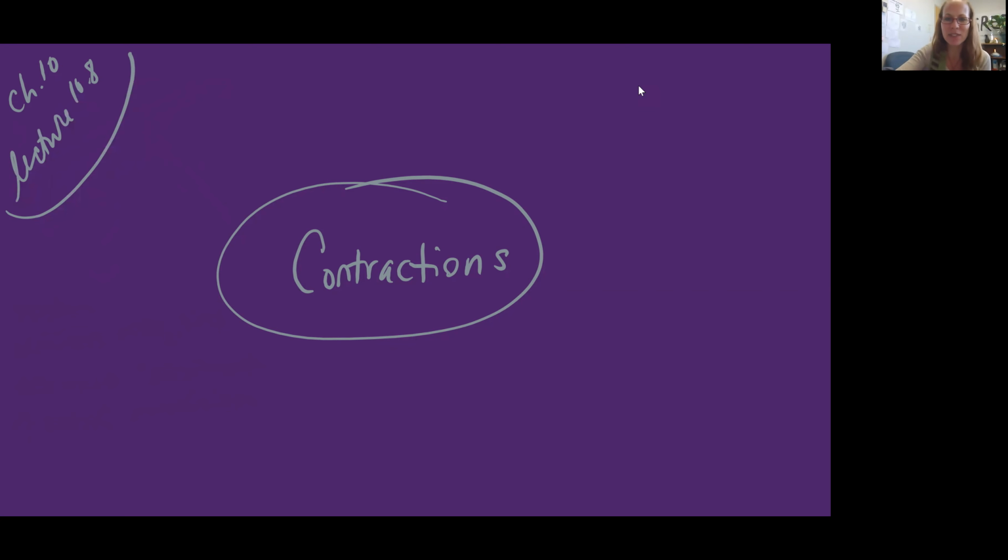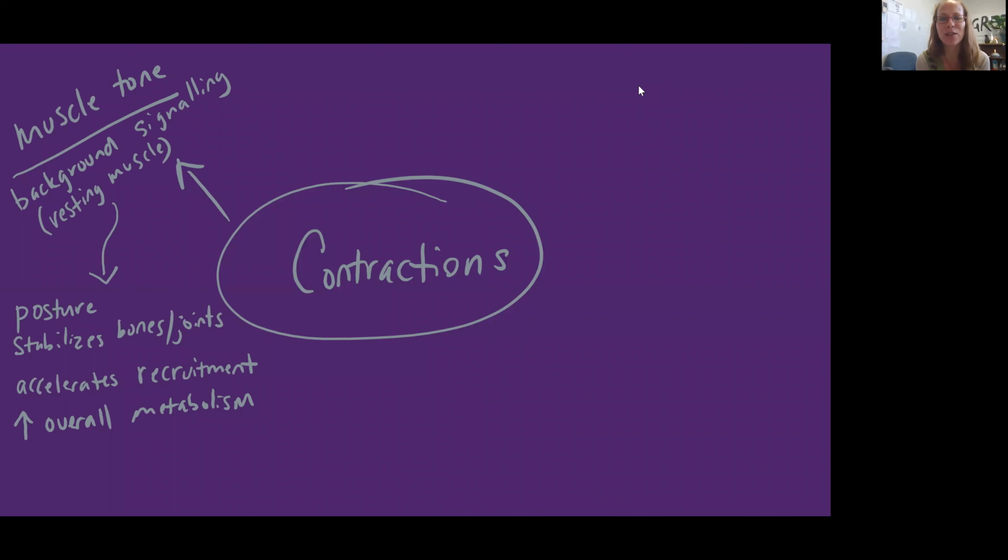Our topic for this video is the different types of muscle contractions. Before we really get into that, let's remind ourselves about muscle tone. Muscle tone is talking about the background signaling of a resting muscle. So in order for a muscle to be healthy and alive, you have to have this background level of neural stimulation. Muscle tone is responsible for posture and to help stabilize bones and joints.